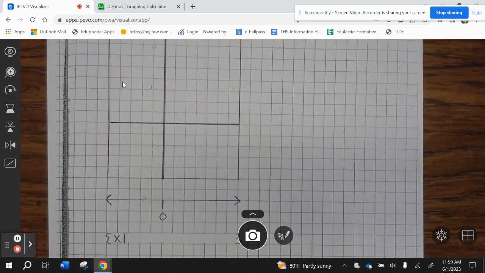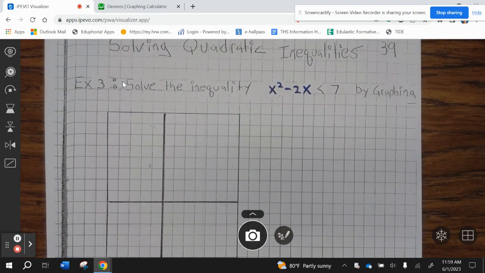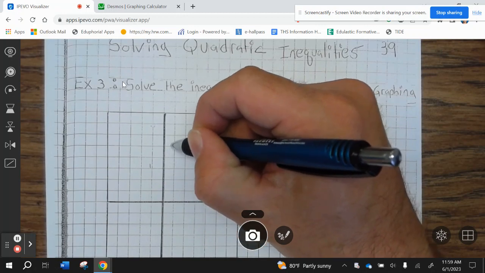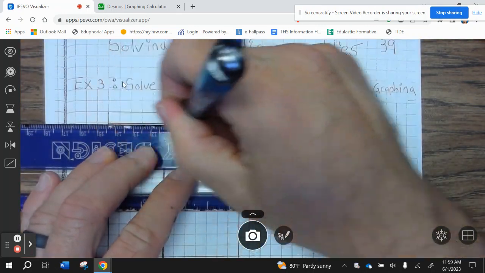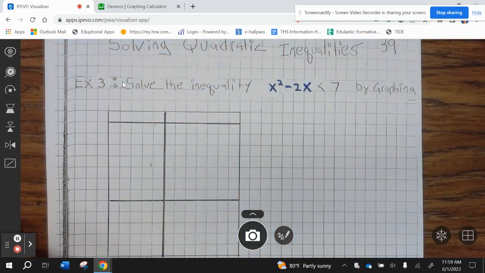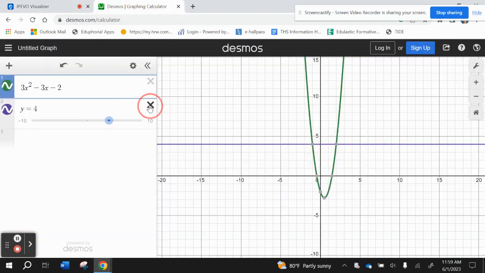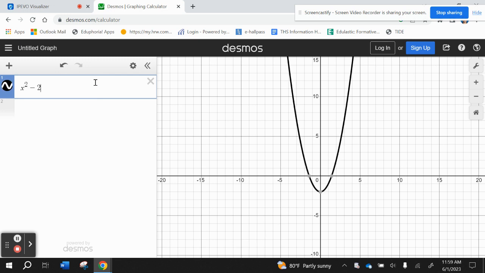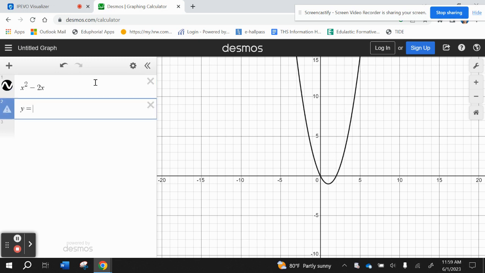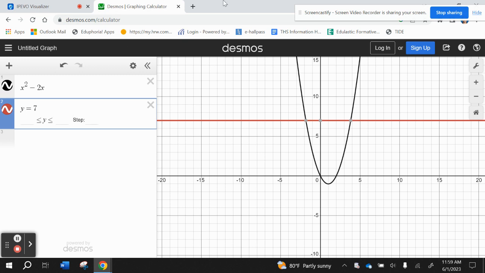All right, example 3. So let's go and graph 7. Okay, and then let's go ahead and graph x squared minus 2x and y equals 7. Let's go and get our points.